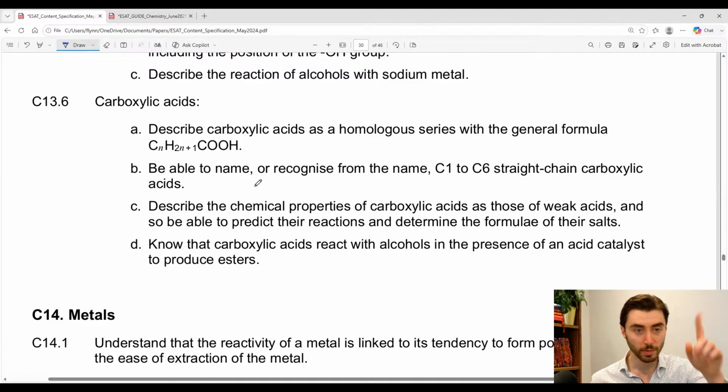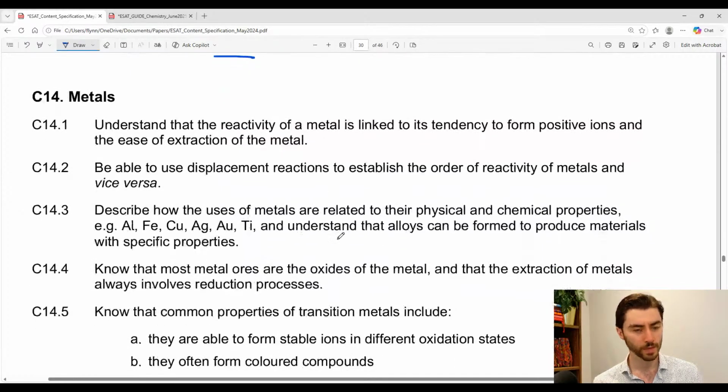Okay. So carboxylic acids, we have your COOH group where the H can fall off in partial dissociation to form an H+, making this an acid. It undergoes all of the reactions that acids do, but can also react with alcohols to form an ester. Okay.